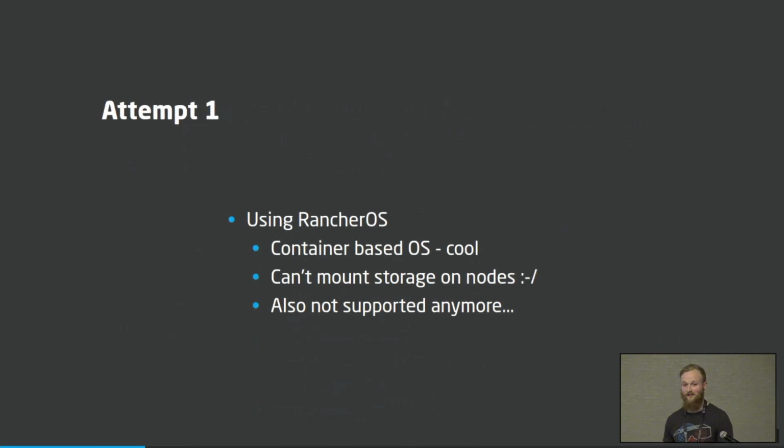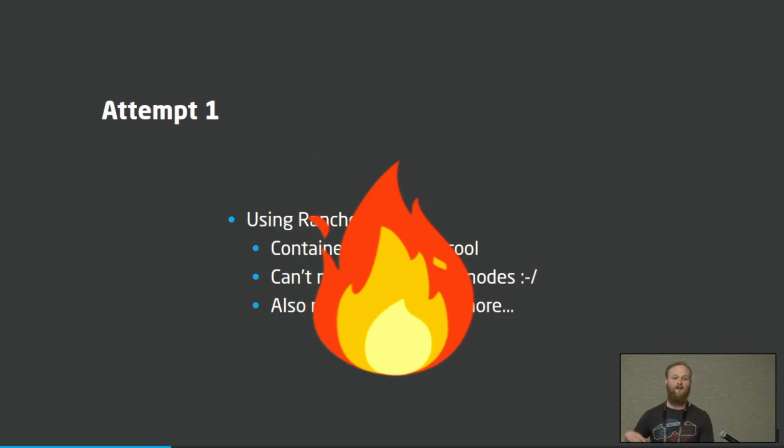So the first one is using Rancher OS. Rancher is a company that helps you provide tools and things for Kubernetes, and they had this container-based OS. Remember who I am? Love new technologies, right? I'm like, container-based OS, that sounds cool. I'm going to go mess with that. Can't really mount storage on the nodes, and as you're working through it, trying to figure it out, you figure out, oh, it's not supported anymore, because there's this tiny little script in the documents that says, we're not working on this, sorry. So that sort of just went all up in flames, right?